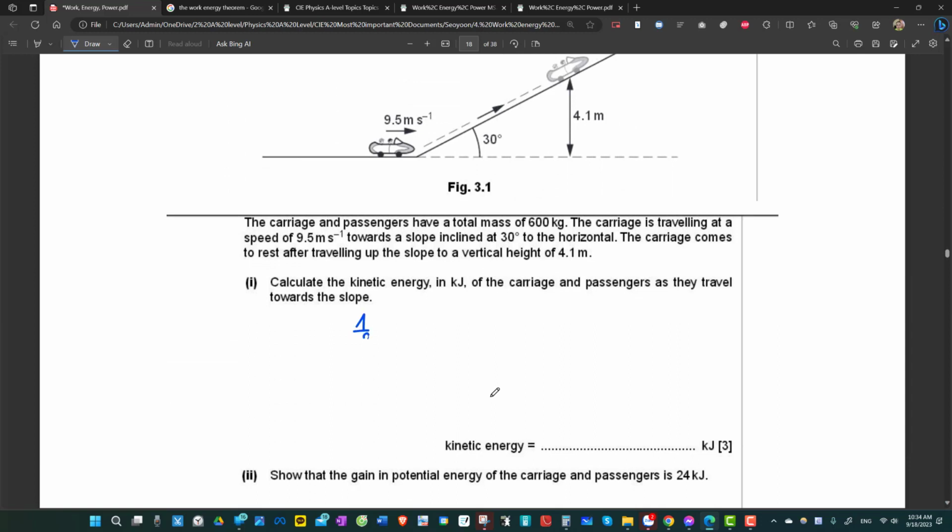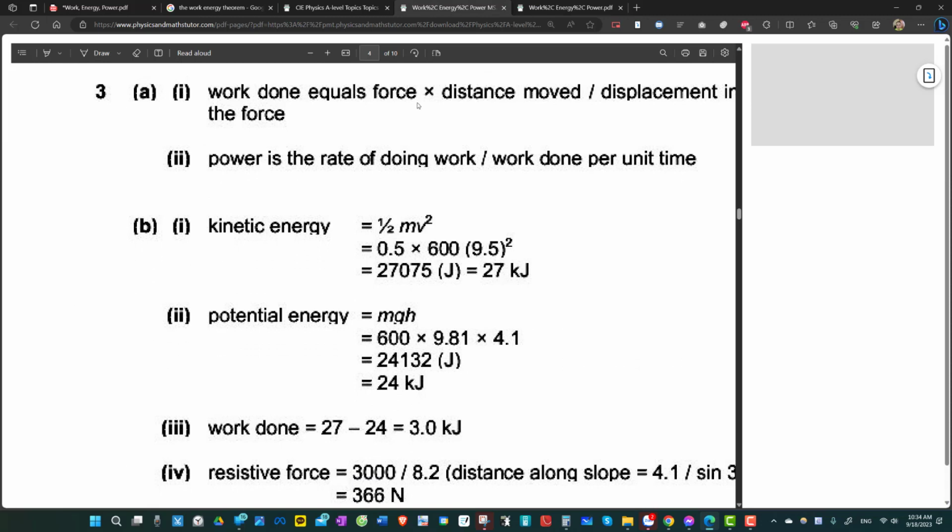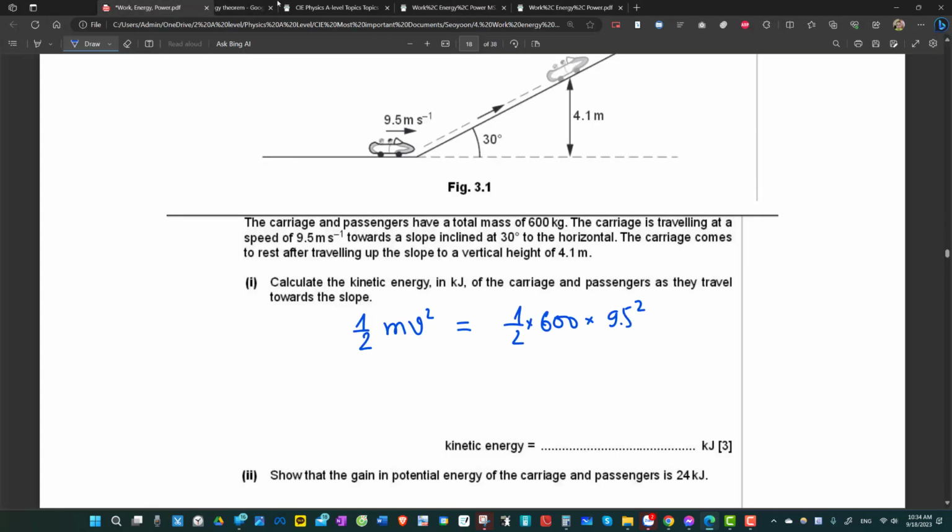Just need to use the formula: 1/2 of the mass times the square of the velocity. The mass is 600 kilogram total, 1/2 of that, times the speed 9.5 squared, and you will get the answer, which is 27 kilojoule approximately. Okay, 27 kilojoule. That's kilo, not just joule. Meaning it's approximately 27,000 joule.